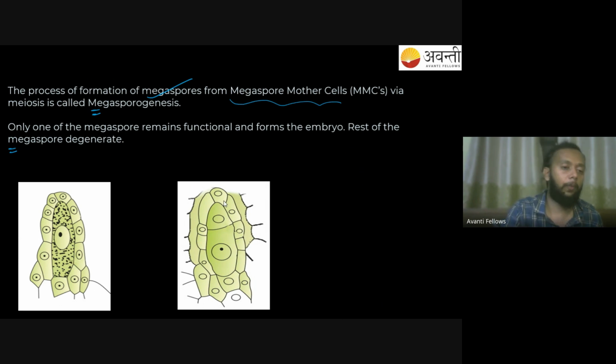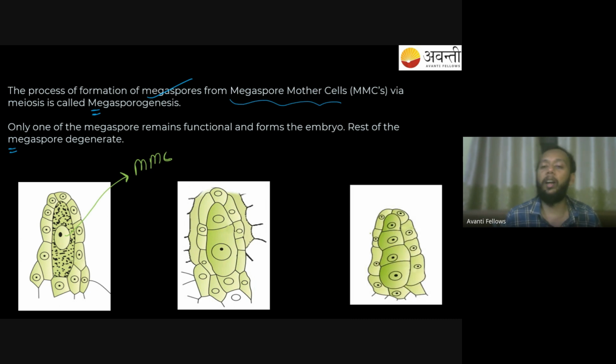So now you can see we have taken one of the cells inside the ovule as an MMC. And this MMC will now undergo meiosis and give rise to a tetrad. You can see a megaspore tetrad. You can see over here these 4 which have been formed. These are nothing but my megaspore tetrad.